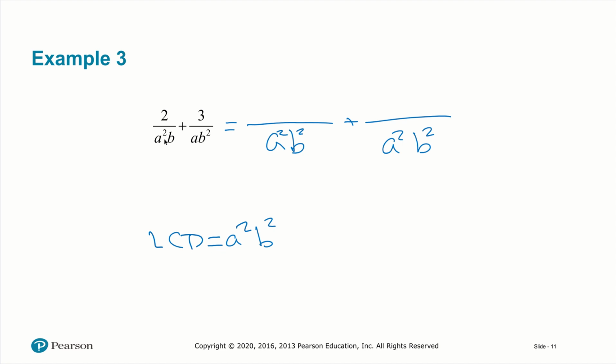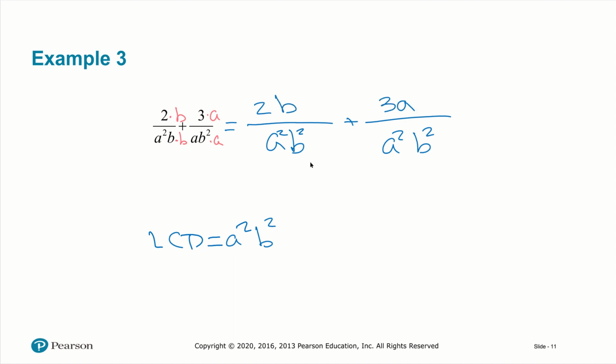So what is needed to turn a squared b into a squared b squared? Notice we only need just a factor of b. So we're going to multiply by b, and we'll make sure to do the same to the 2 on the top. And for the next one, notice to get from ab squared to a squared b squared, all we need is to multiply by a, right? So that's what we will do, and we will make sure to do it to the 3 on the top as well. All right? So the new numerators are 2b and 3a.